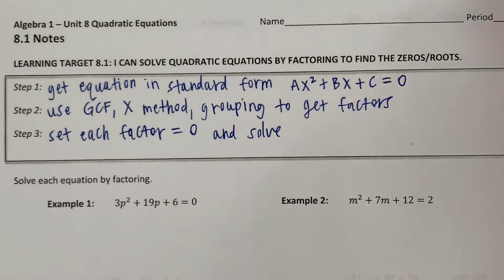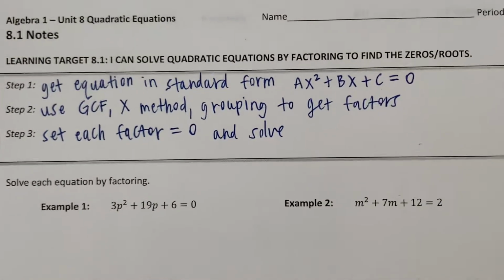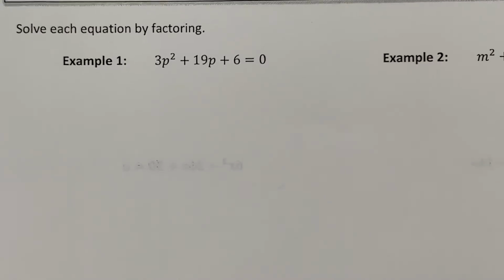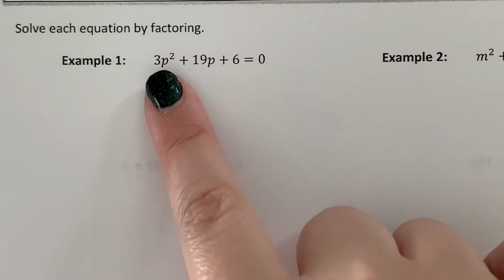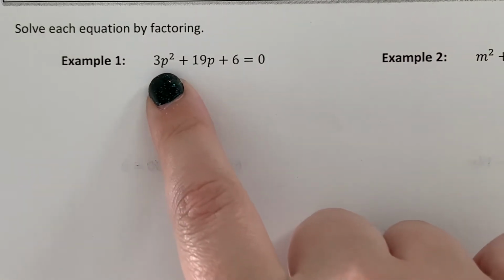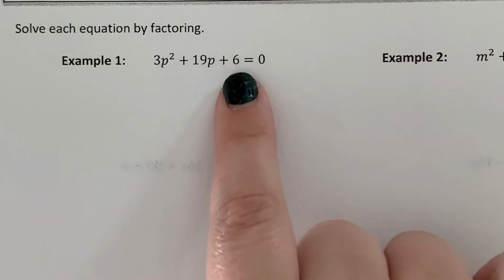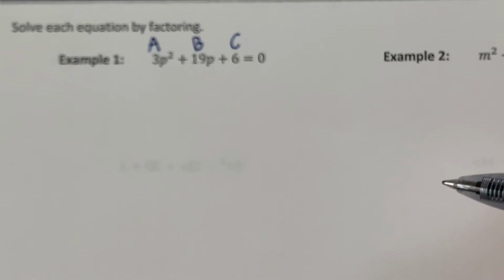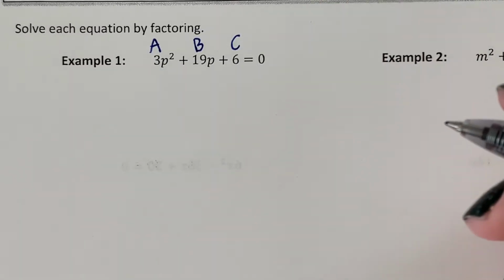So our directions tell us solve each equation by factoring. Notice these are equations, meaning there are equal signs. It's not just an expression. In example 1, we definitely have an equation. And we need to make sure that our equation is in standard form. That's step 1. And here I can see I've got p squared, p, constant, and it's equal to 0. I can see that my a is 3, my b is 19, my c is 6. So I have it in that form.